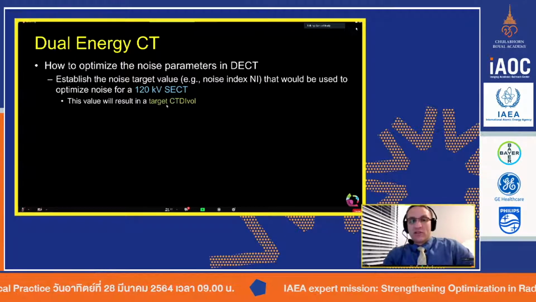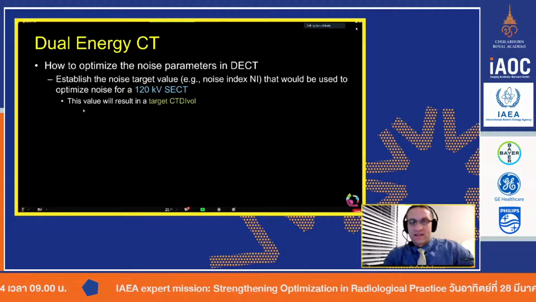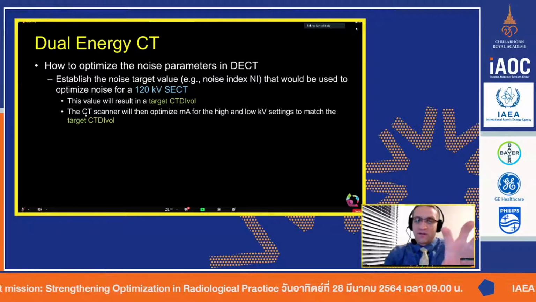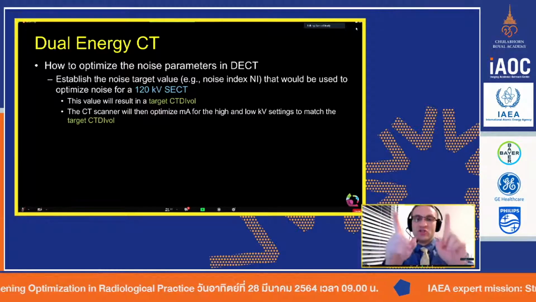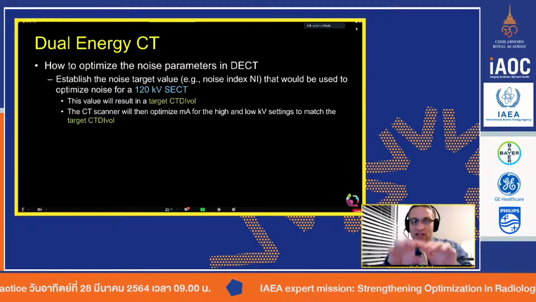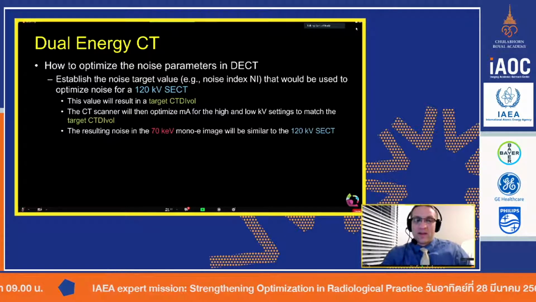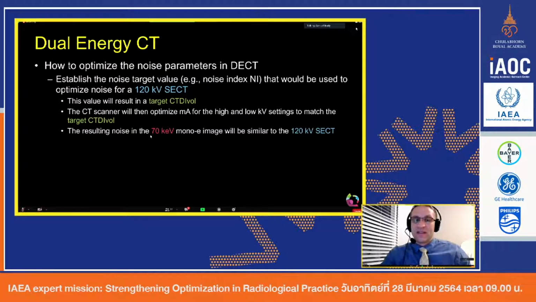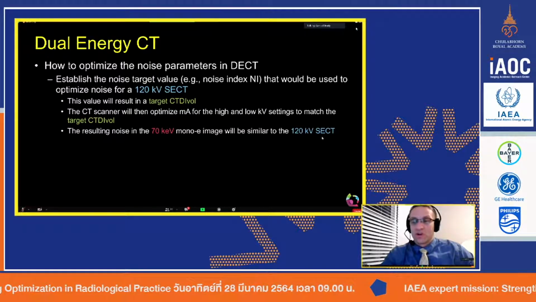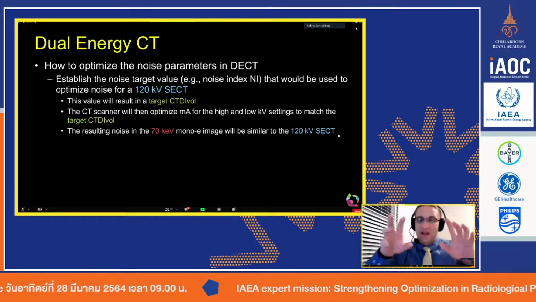And then the system will calculate what that volume CTDI would be for that noise index. And then the system, when you turn on the dual energy, will optimize the right amount of mA for the low and the high setting, doing its best to match that same volume CTDI. So it's doing its best to keep the dose, quote unquote, output the same between the two spectrums. Now, the resulting noise in the 70 keV mono E image should be similar to 120 kV single energy CT. So once you've done that, you've set your noise index and you've set up your protocol.